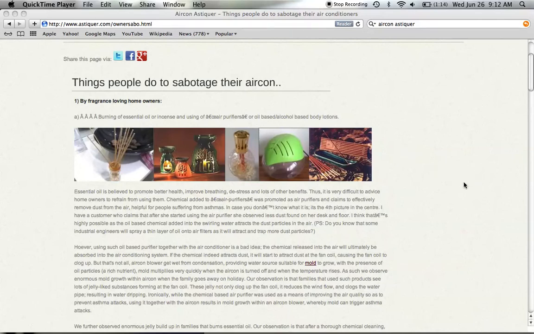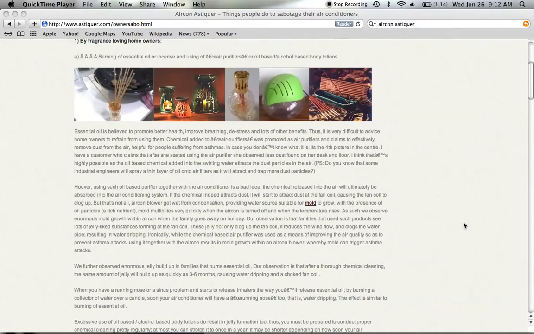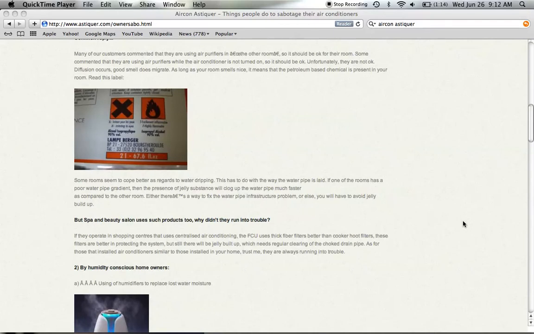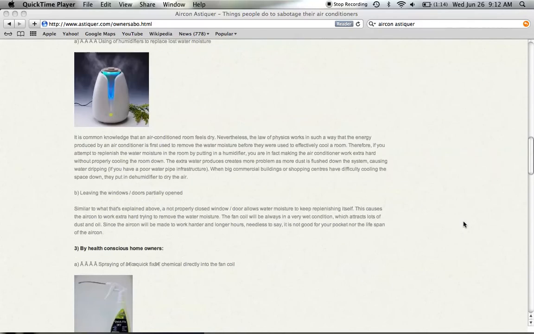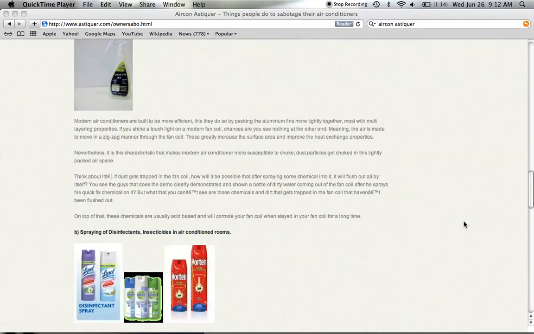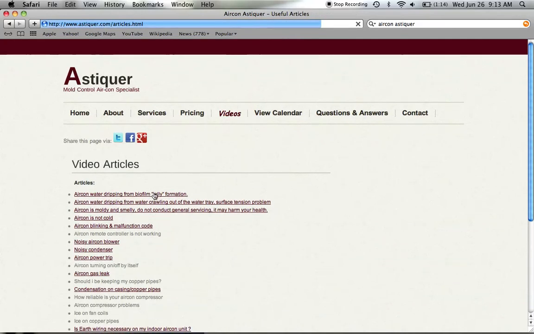So when you turn on the aircon, it deposits that thin layer of oil that I've mentioned before. What normally clogs a water pipe is a jelly-like substance. Probably you've heard that a million times: yeah, there's jelly in your pipe. But what exactly is this jelly? This jelly is what we call a biofilm. I've uploaded a video on aircon dripping from biofilm, and I strongly suggest that you watch this video.